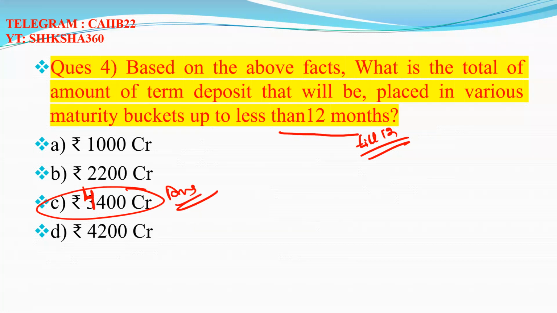That is, what is the total amount of term deposit that will be placed in various maturity buckets of up to less than 12 months? That is 4,400 crore.